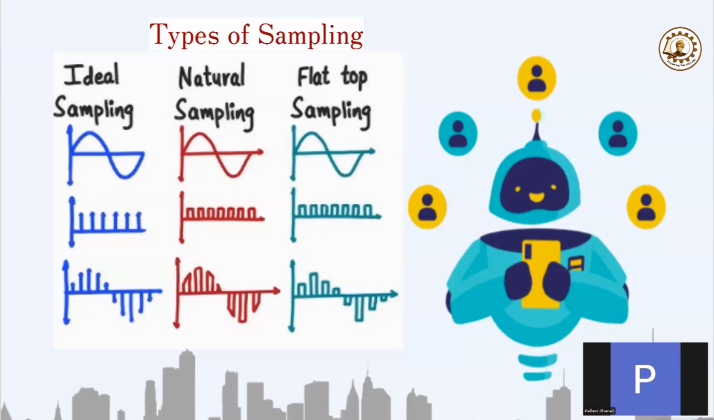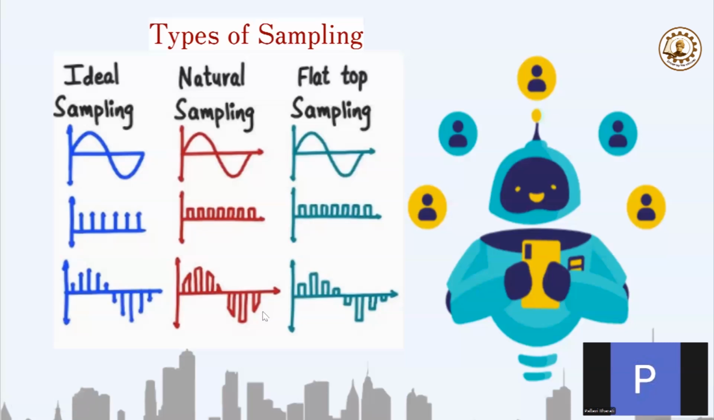Today, what we are going to discuss is the types of sampling: ideal sampling, natural sampling, and flat top sampling. As you can see on the screen, I have drawn Dirac delta functions, or you can say a train of impulses. But in the case of natural sampling and flat top sampling, what you have is rectangular pulses. What is the difference between this rectangular pulse and these Dirac impulses? The impulse function, the train of impulses, doesn't have any width. Here you can see a certain amount of width.